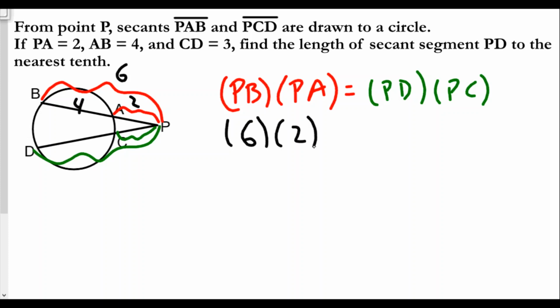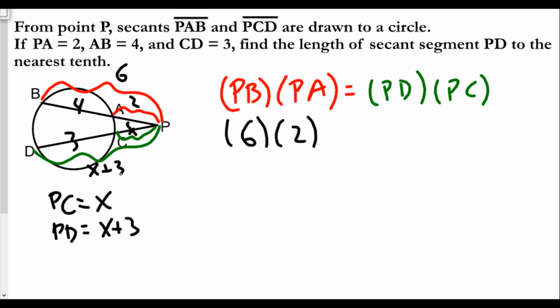Now, PD, we don't know. We do know CD is going to be 3. And we're trying to find, in this case, PD. Well, we don't know what PD is because, honestly, we don't know what PC is. Let's call PC X. So PC is X. That would mean that PD has to be the sum of the two pieces, X plus 3.